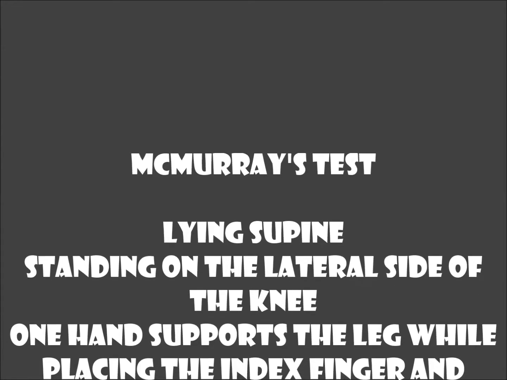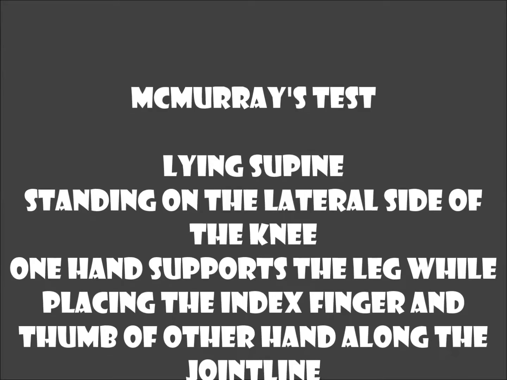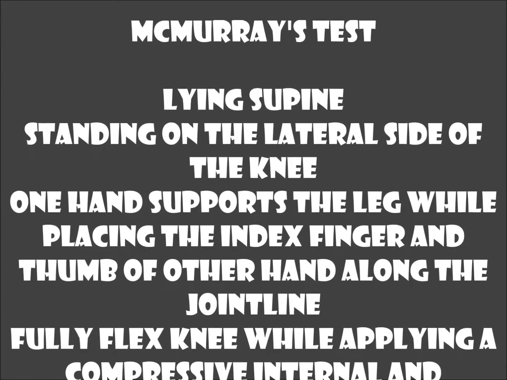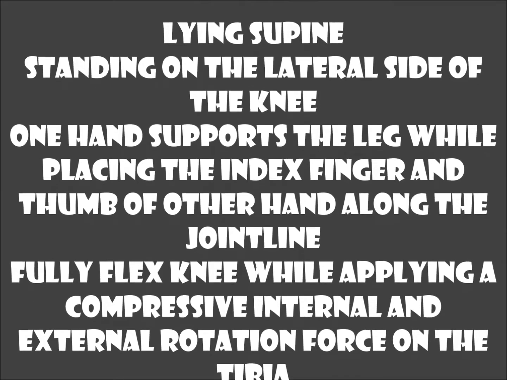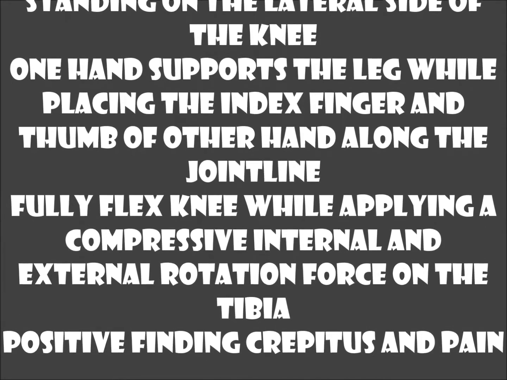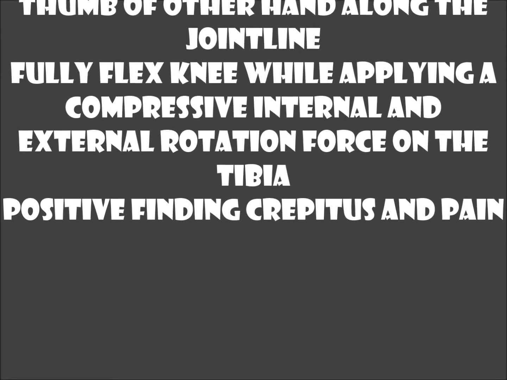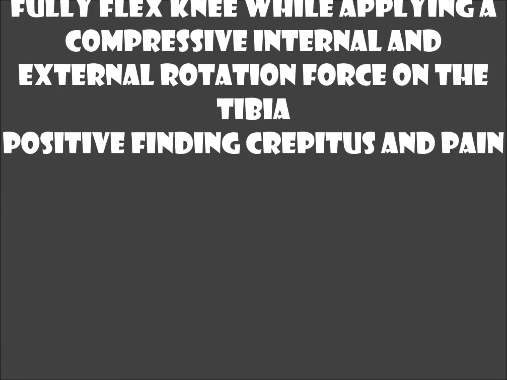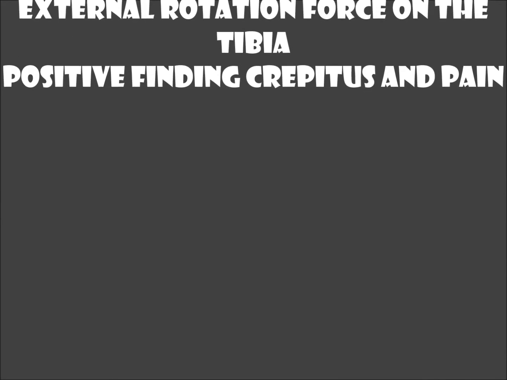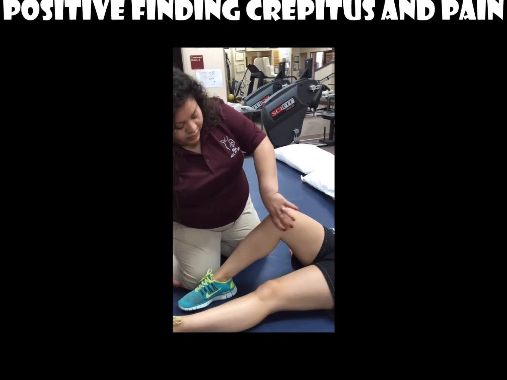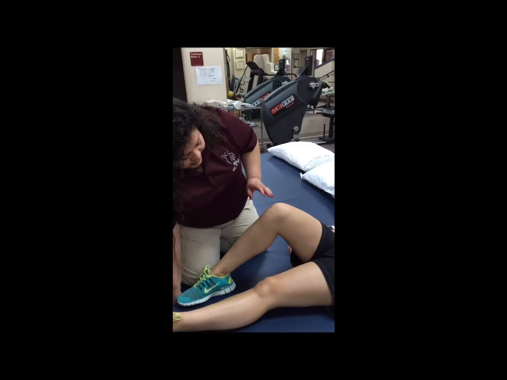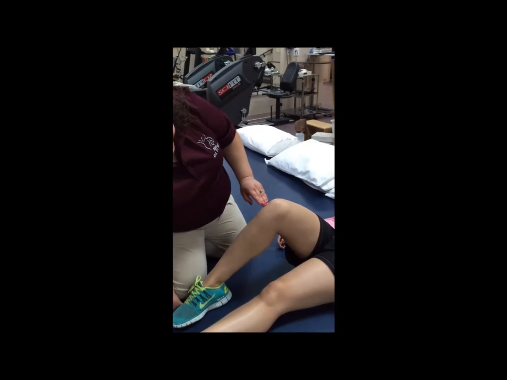To perform the McMurray's test, you want to have the athlete lie supine. You want to stand on the lateral side of the knee. One hand will support the leg while placing the index finger and thumb of the other hand along the joint line. You want to fully flex the athlete's knee while applying a compressive internal and external rotation force on the tibia. A positive finding is crepitus and pain. These internal and external rotation forces, you want to apply them separately. First you'll do internal rotation, and then you'll apply external rotation, and you'll see the way this is done later in a video. This test right here is the McMurray's test, and it's testing for injury to the meniscus.